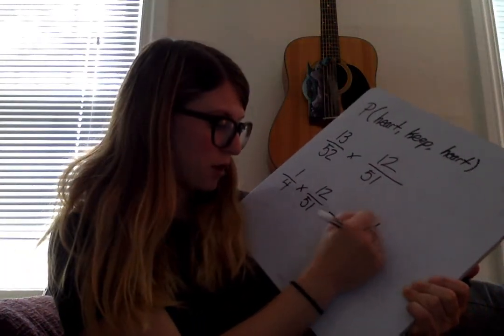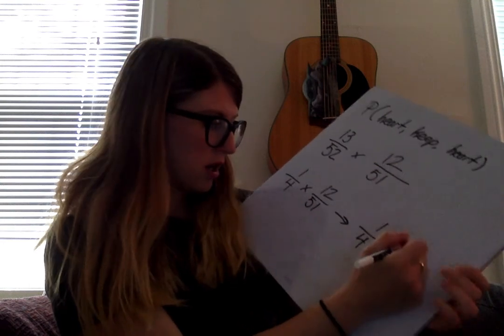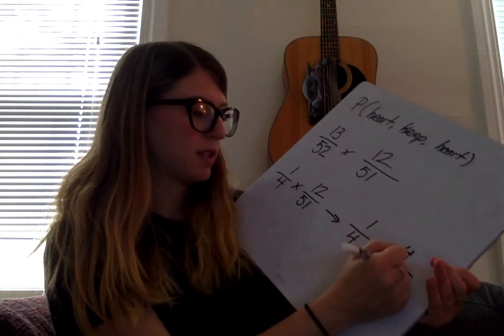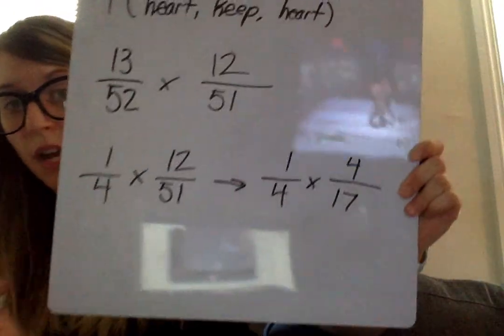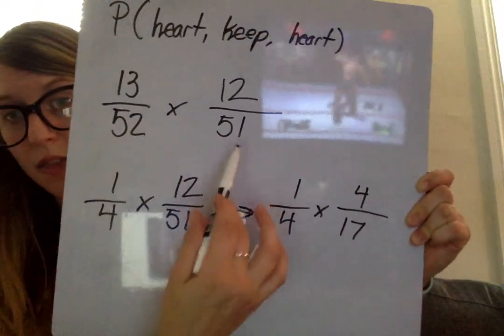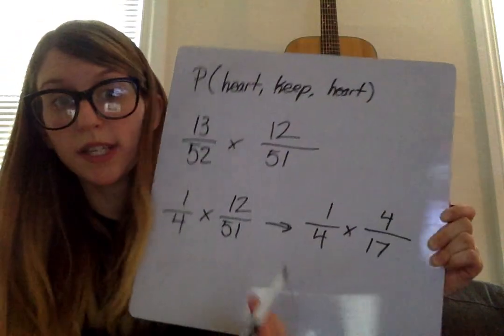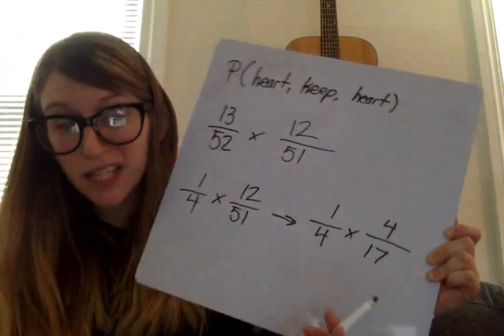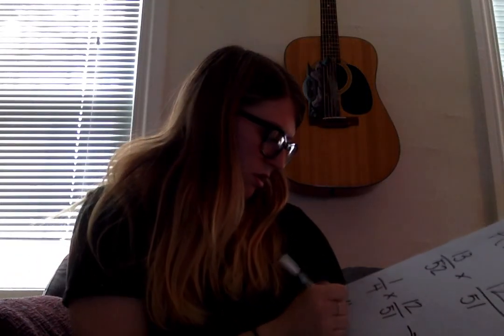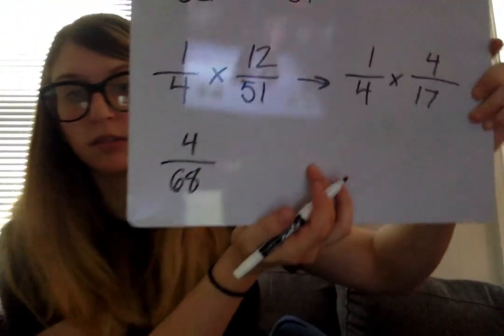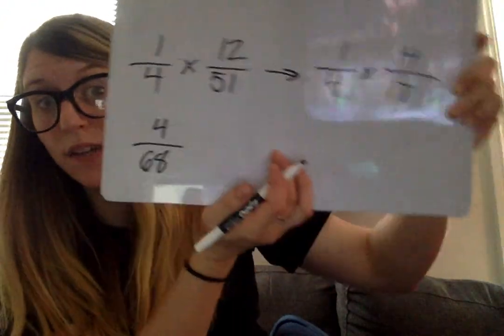I'm going to go 1/4 times 12 divided by 3 is 4. 51 divided by 3 is 17. So again, if you multiplied this and then this, or if you multiplied this and then this, or if you went really simplified and you multiplied this by this, you're going to get 4 over 68. And we can simplify that even more.